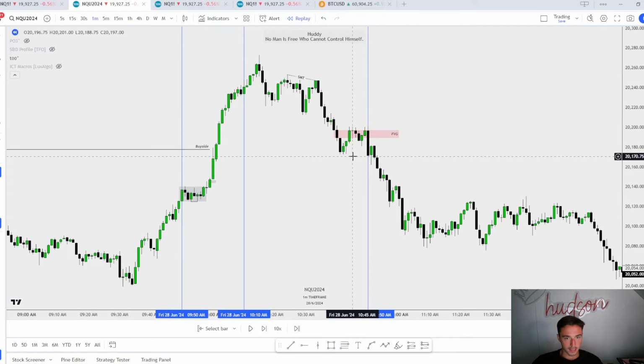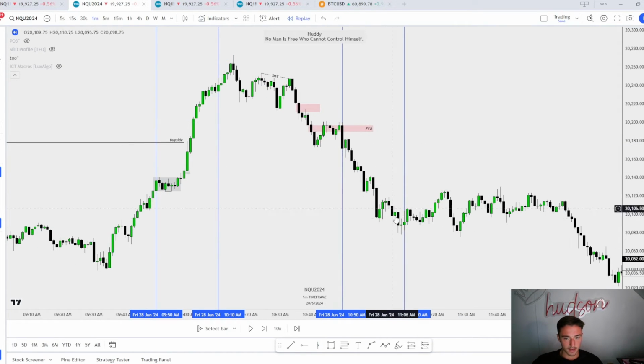So SMT at the high, displacement lower, imbalance here, imbalance here. 10:50 opens up, we displace lower. 11:10 right here. So right here, a nice move lower from 10:50 to 11:10.